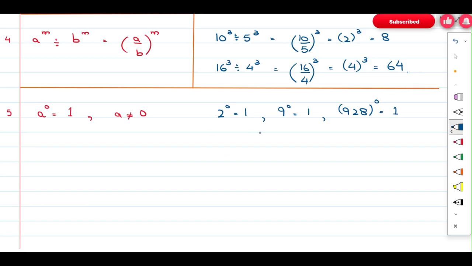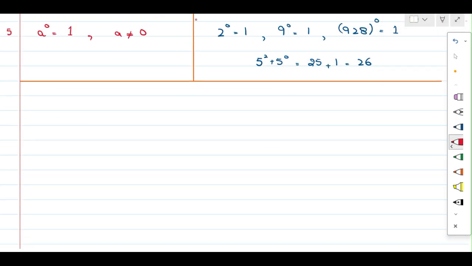Or if I can practice an example like if I have 5 square multiply 5 to the power 0. So how do we evaluate this? 5 square is 25 and 5 to the power 0 is 1. So the simplified answer is 26, right? So keep it in mind that any non-zero number to the power 0 is always equal to 1.